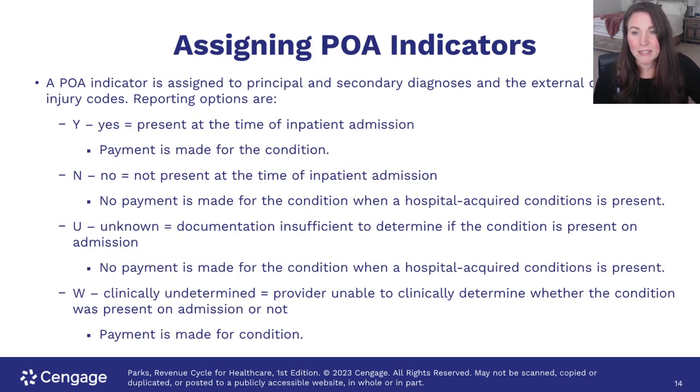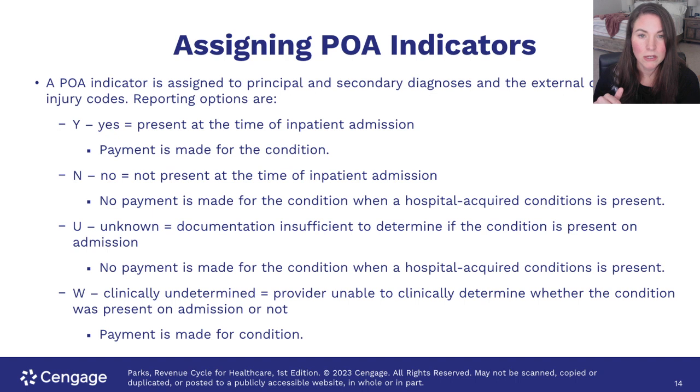A POA indicator is assigned to all principal and secondary diagnoses and the external cause of injury codes. So these are pretty self-explanatory. Y is for yes. Yes, it was present at the time of admission. So payment will be made for the condition. N is for no. It was not present at the time of admission. So they're not going to receive payment for that condition. U is for unknown, meaning there's not enough documentation to determine if the condition was present on admission.